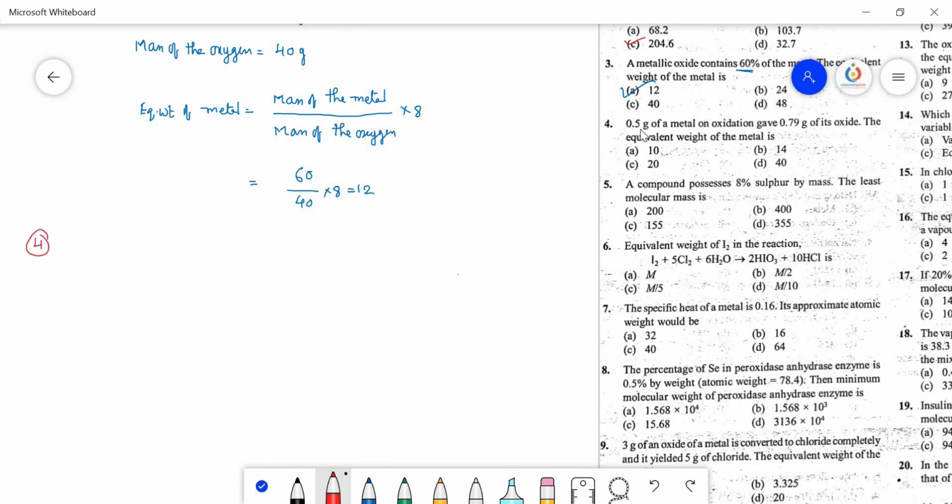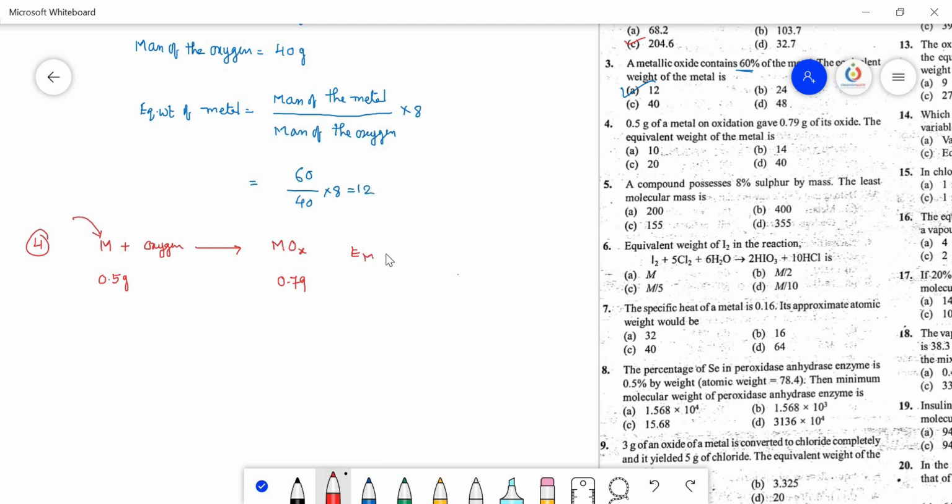So in question number 4, 0.5 grams of metal on oxidation gave 0.79 grams of its oxide. The equivalent weight of the metal is, the formula is the same. Let us see here, they were saying that one metal reacted with some amount of oxygen, that they did not give, and finally it has formed MOx. We don't know what the formula is, a metal oxide is formed. And they said the mass of the metal participating in the reaction is 0.5 grams and the mass of the metallic oxide finally is 0.79 grams. So they are asking us to calculate the equivalent mass of the metal.